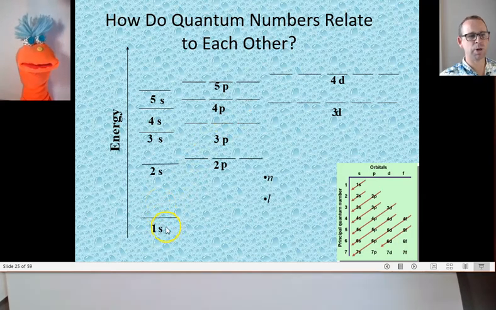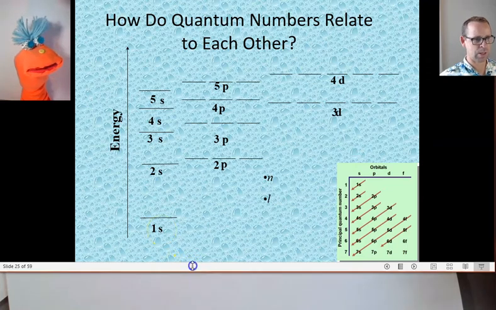Now, do you remember what L value corresponds to S? No, I don't remember that. All right, so let's look at that really quick.